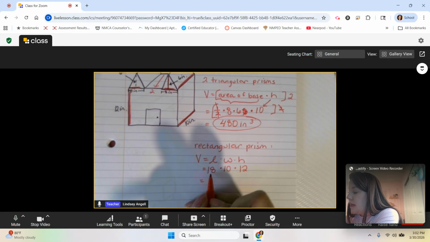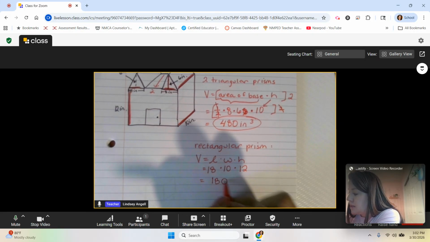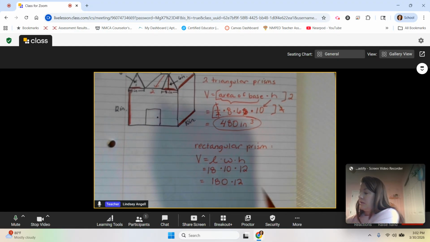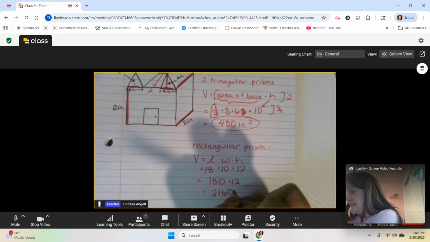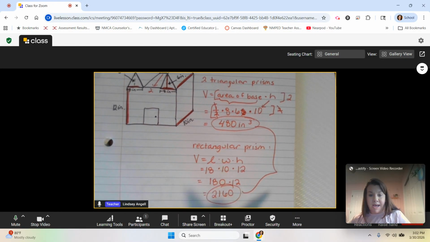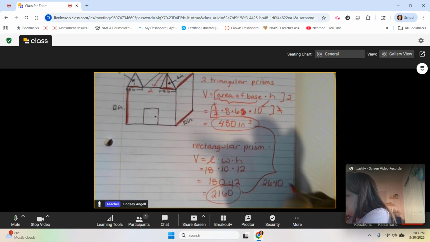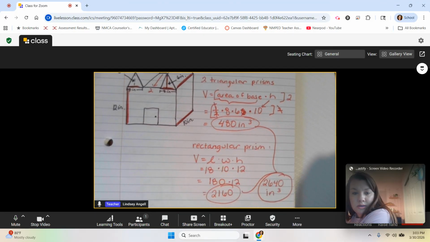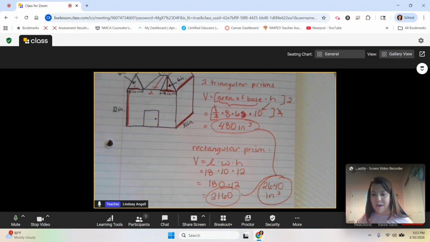And then we'll just multiply them together. So let's see. 18 times 10 is 180 times 12. I don't know what that is off the top of my head. Let's see here. 180 times 12, that gives us 2,160. And then we're going to just combine them. So let me add 480 to that. That gives us 2,640, and we were talking about inches cubed. There we go. Okay, so that would be your final answer.